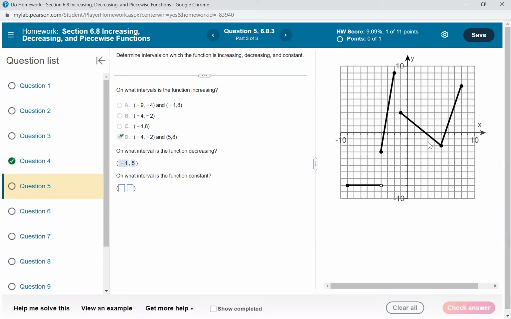Now follow my cursor to the end of that line. That's where it stops going downhill. I'm going to go straight up and see what that x value is. And at that point, I'm getting that 5.